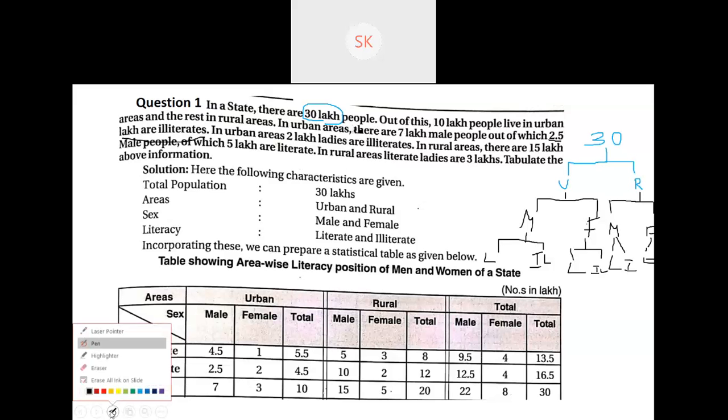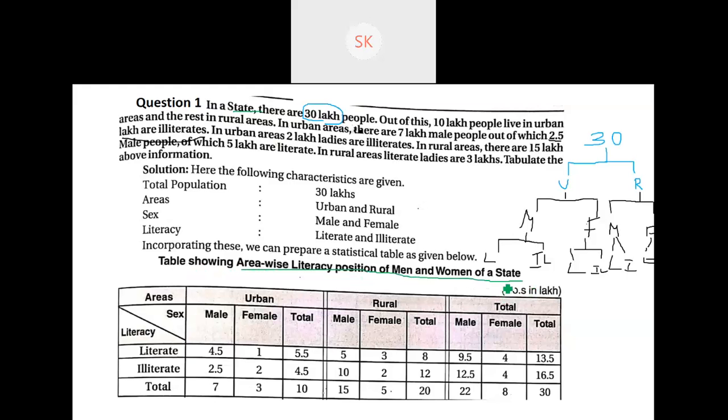Now coming to the table, we have a table heading. Table showing area-wise literacy position of men and women of the state. So it says a state, we have men, women, then it says area, urban area, rural area. So area-wise literacy, because it's giving us the data of literates and illiterates. So give a detailed heading for the table: table showing area-wise literacy position of men and women of the state.